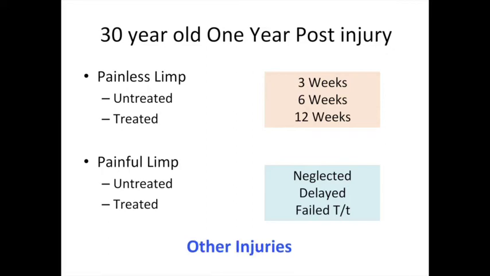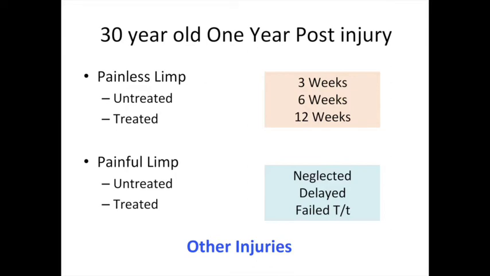So the next bimodal distribution, it could be a young adult. Now the old age patients are invariably low energy trauma, and the young patients are invariably high energy trauma. It could be a fall from a tree, it could be a road traffic accident. Again, the scenarios could be similar. Painless limp or painful limp, treated or untreated, and the timelines accordingly.